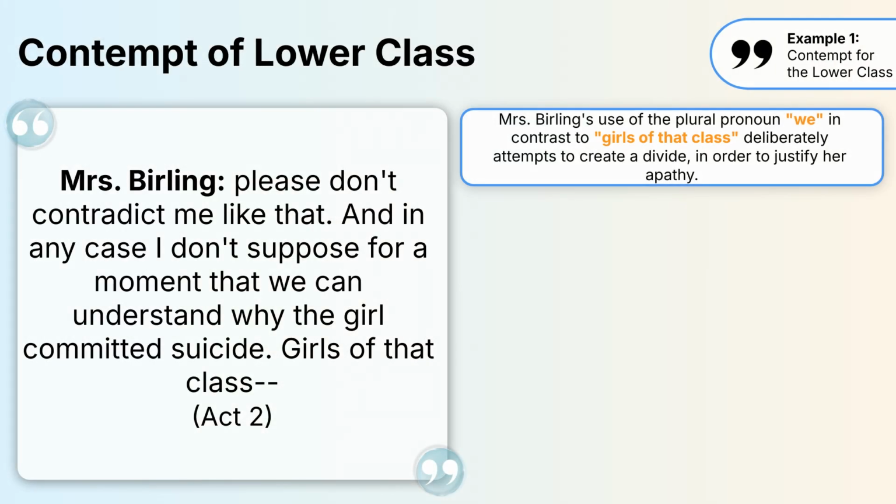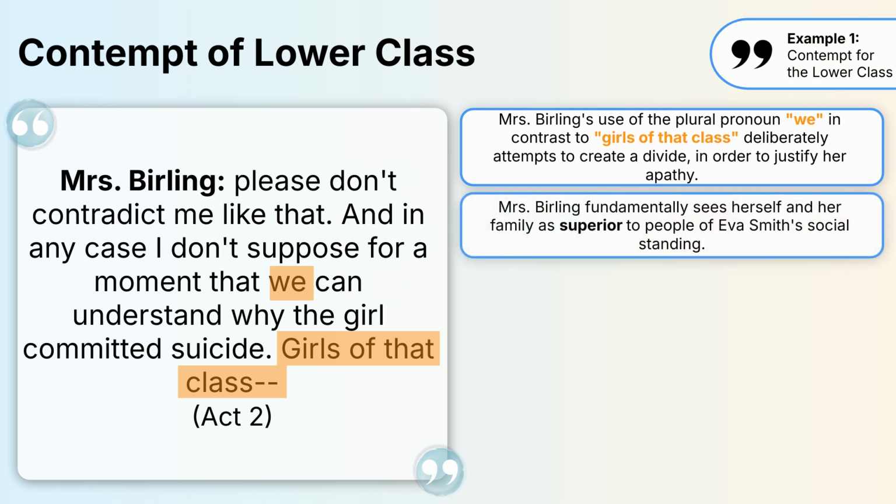Mrs Birling's use of the plural pronoun "we", in contrast to "girls of that class", deliberately attempts to create a divide in order to justify her apathy and disconnection from responsibility. This divide shows that she fundamentally sees herself and her family as superior to people of Eva Smith's social standing.